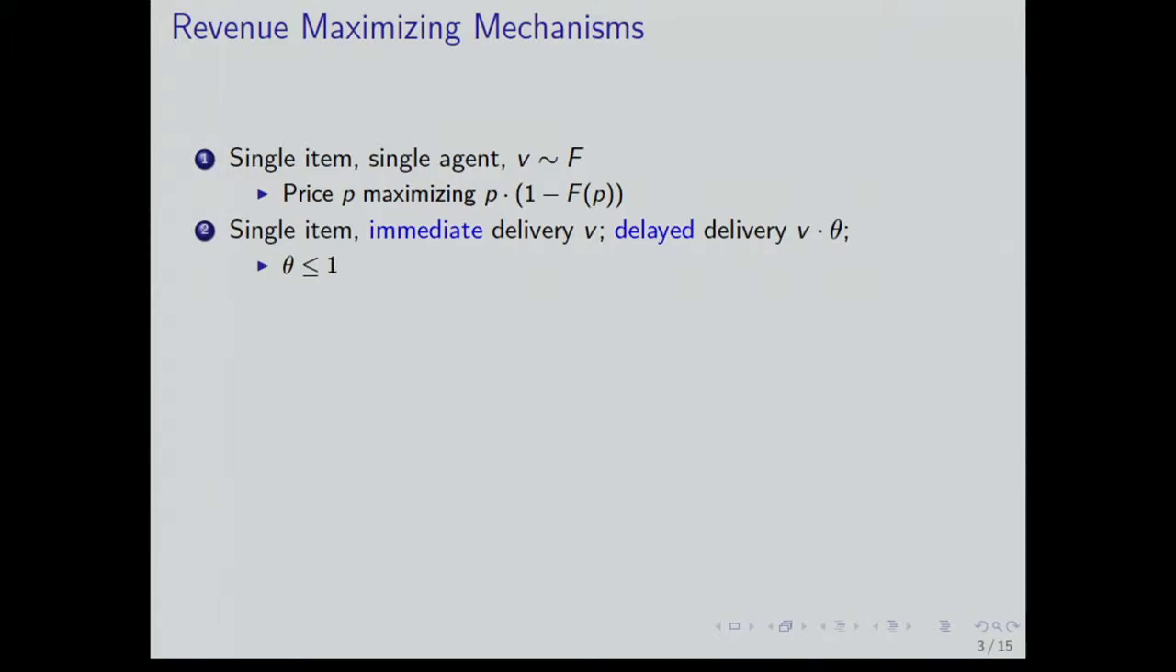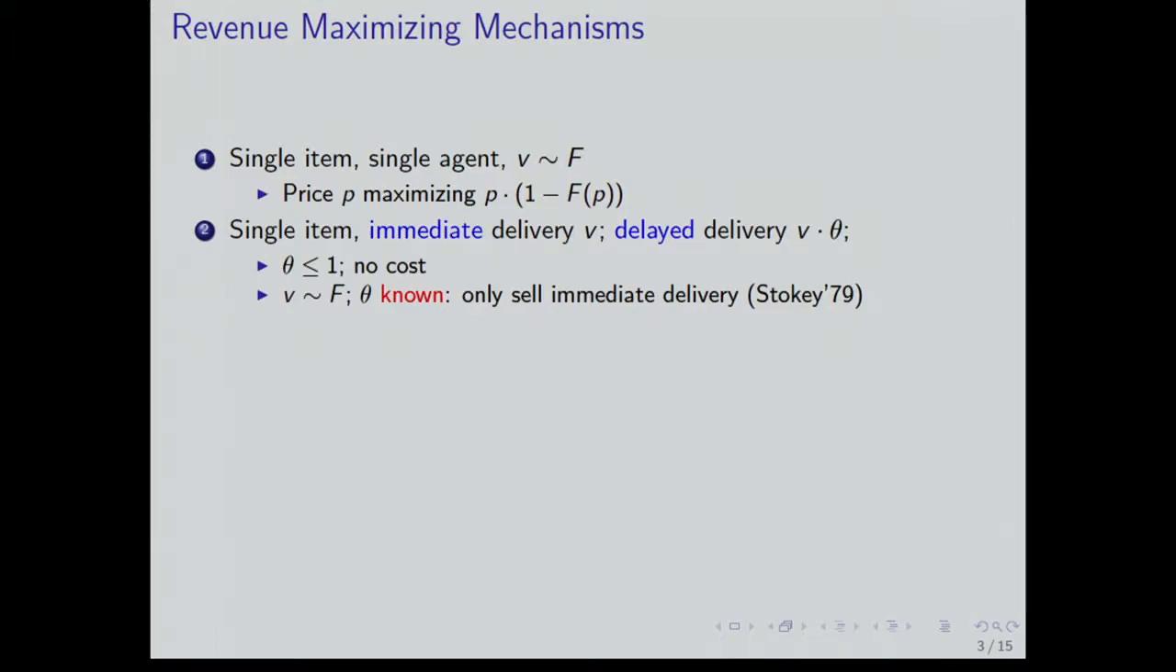Let's say that the buyer has some value V for immediate delivery and some value V times theta for delayed delivery, where theta is the discount factor for the delayed delivery. Let's just assume that theta is less than 1, meaning that the buyer wants it as soon as possible. And also, let's say that there is no cost for either of these two shipping methods. Now we want to know what mechanism is optimal in this setting.